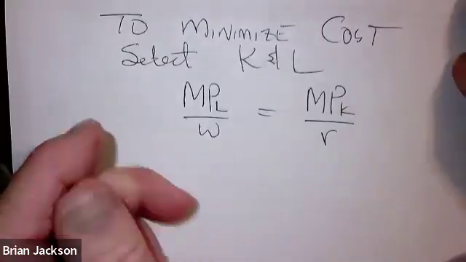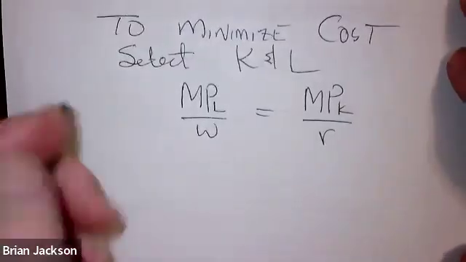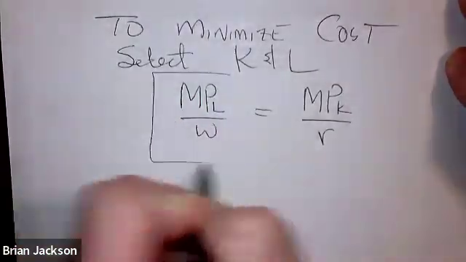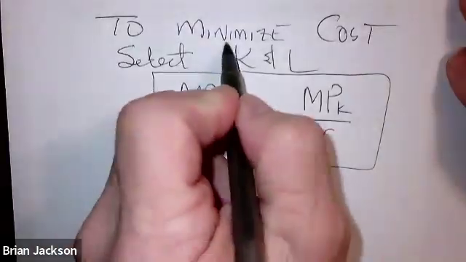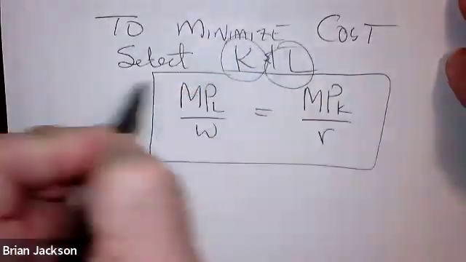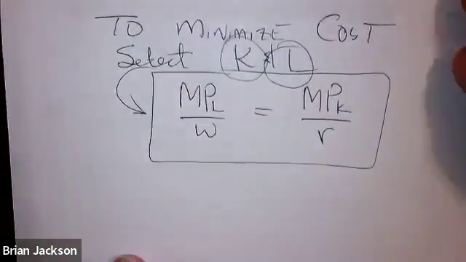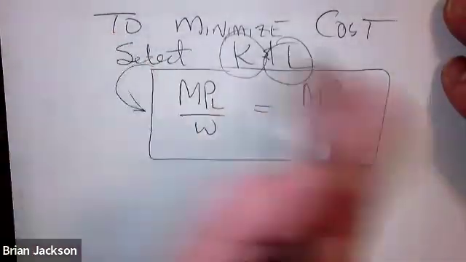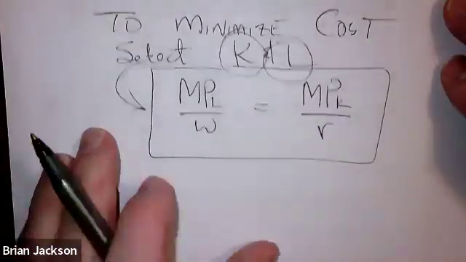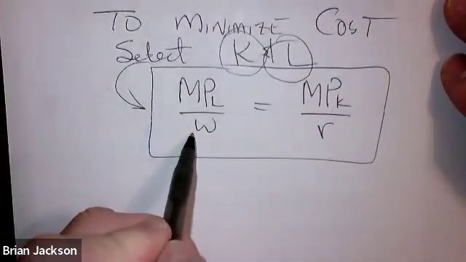Now you'll have a problem, I forget which, a problem or two, where you realize that to minimize the cost of production, you want to select the values of K and L that would satisfy this relationship. This is kind of like getting the same bang per buck over each of your resources, labor and capital. This is like bang and this is like buck.